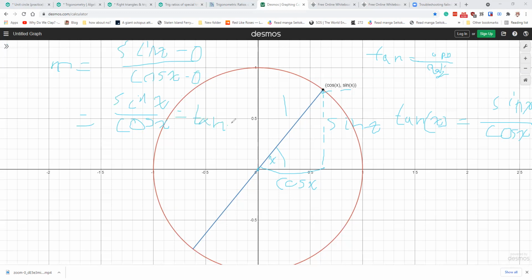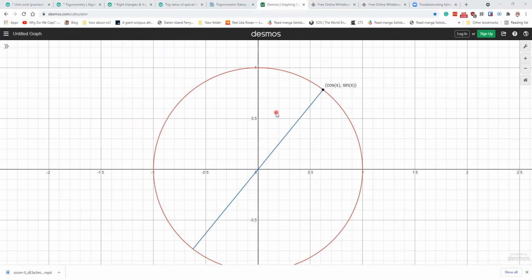And so a very, very nice way of thinking about tan of x is that it is the slope of a point on the unit circle. It is the slope that you need to actually get to that point. And so that is one of the more elegant ways of thinking about tan of x.